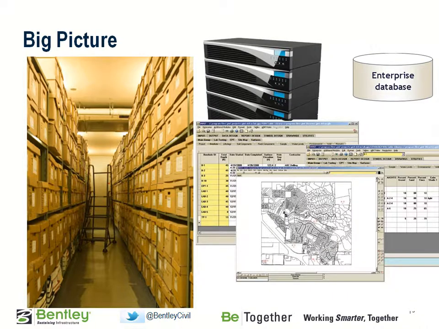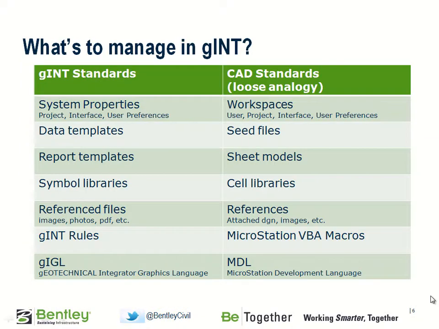So what is the big picture? So the general idea is to migrate all the paper documents into enterprise database where data can be searched, filtered and queried easily and retrieved on the map, which is more natural environment for engineers to look for data for rather than different drawers, boxes or various digital files scattered all over the network. So what is to manage in GINT?